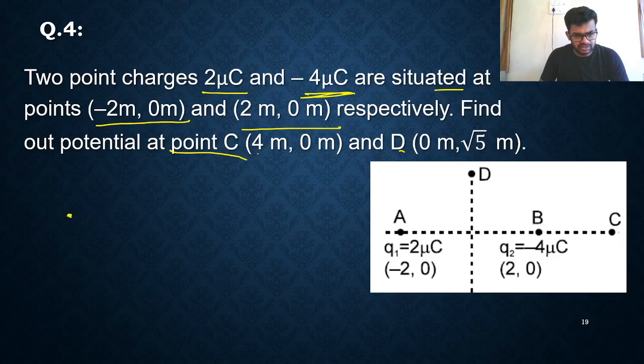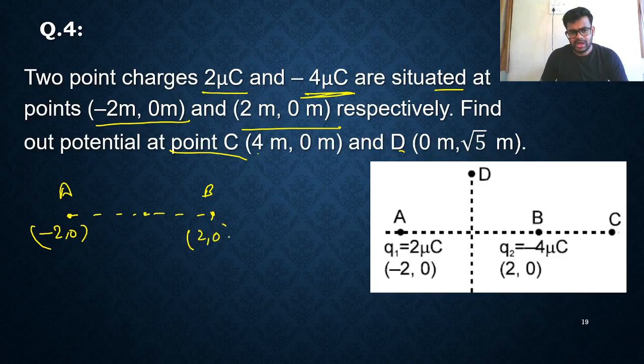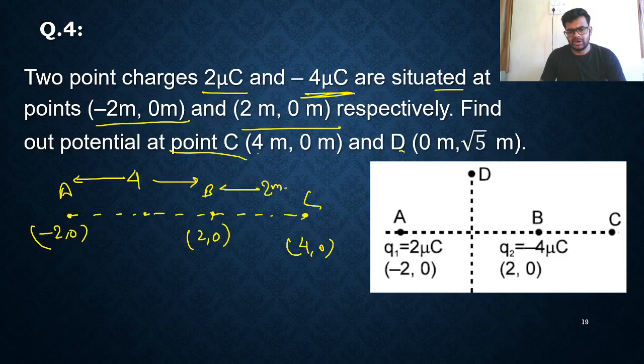So you can see this is point A. Its coordinate is (minus 2, 0). Now this is the origin and here is point B. So B is having the coordinate (2, 0). What is the distance between A and B? That is 4 meter. Now here is point C. C is having coordinate (4, 0). So what is the distance between B and C? That is 2 meter. So let us find the potential at point C.